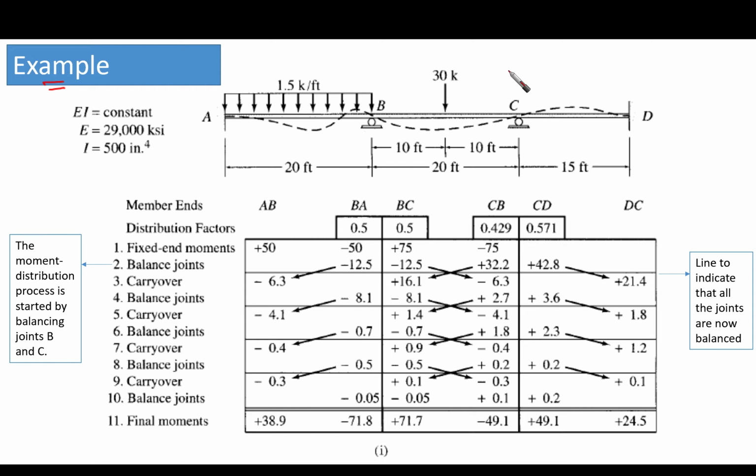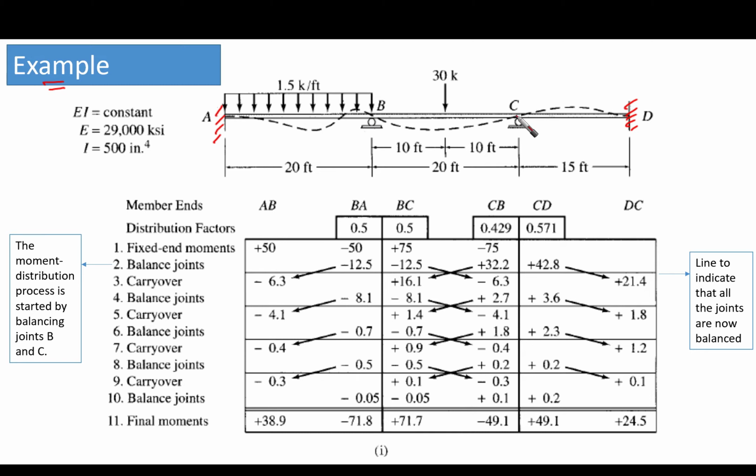So as a reminder, this is the span of our beam. We have fixed support at A, we have fixed support at D, we have 2 points B and C which are having rollers, and as we have explained in the previous video, point B is free to rotate and point C is free to rotate.